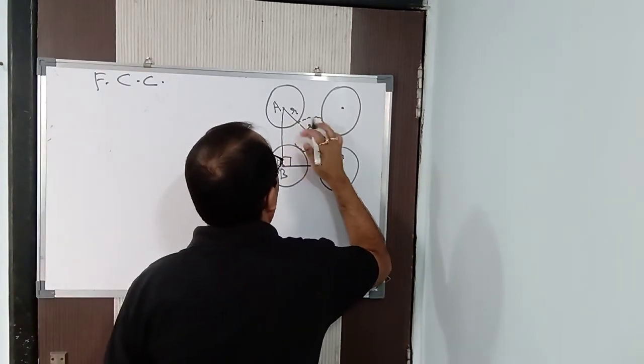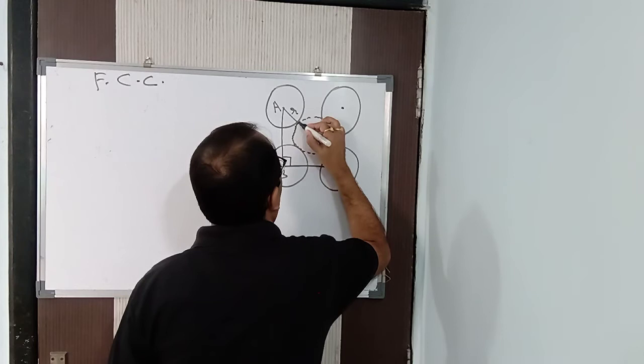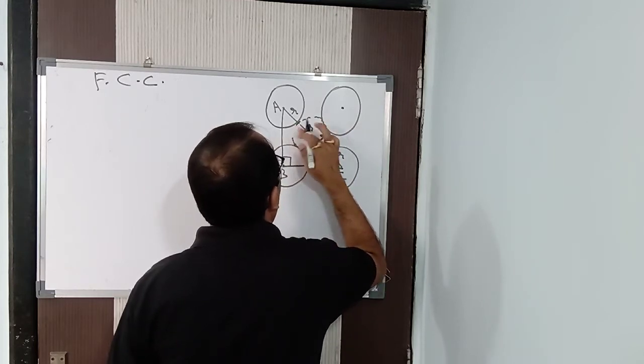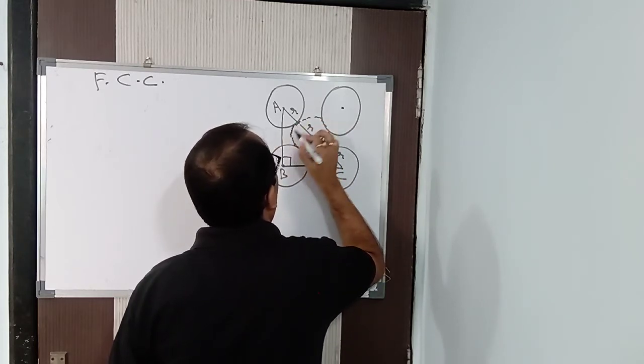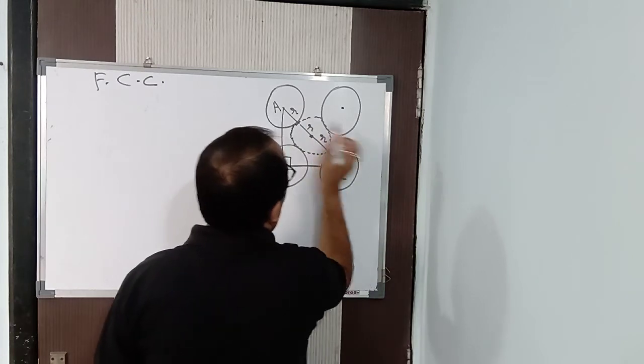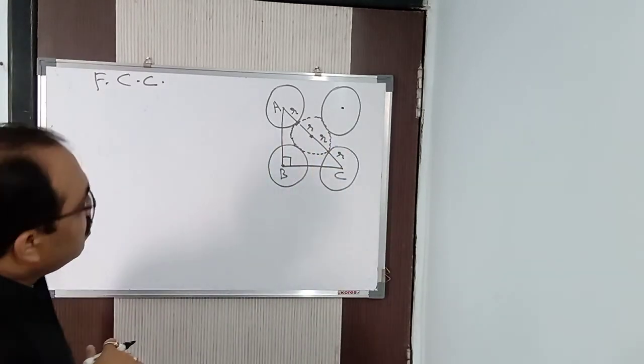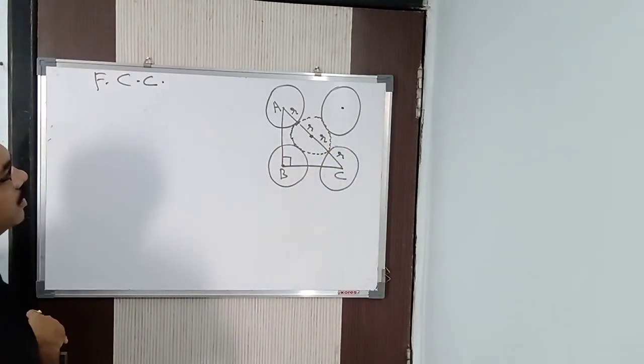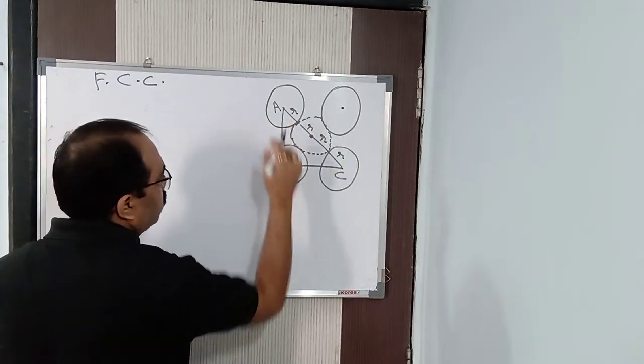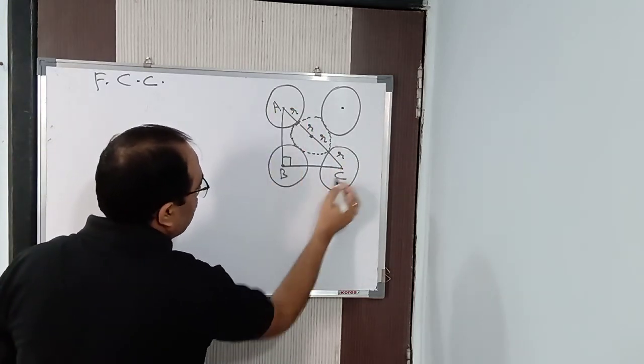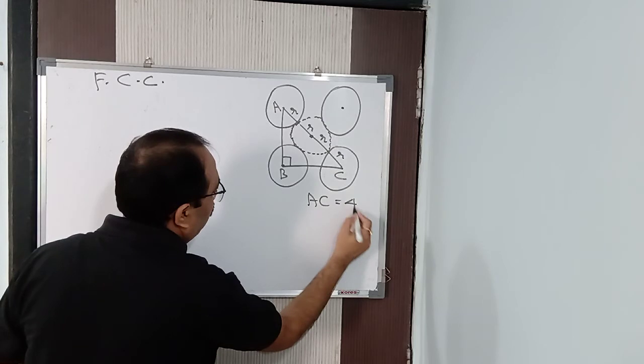So I can make it a little bit better. Fine. Whatever it is, you can see here this one is R, R, R. So hence what you get here is that AC comes to be 4R.